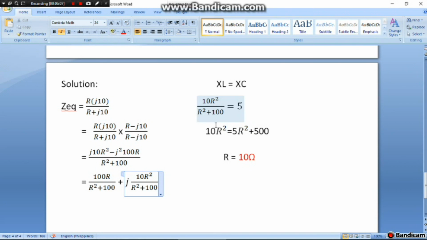Cross multiply: 10R squared equals 5R squared plus 500. Transpose, so we come up with 5R squared equals 500. R squared equals 500 over 5, which is R squared equals 100. Taking the square root of both sides, the square root of 100 is 10. So this is our final answer: the value of R will be 10 ohms.